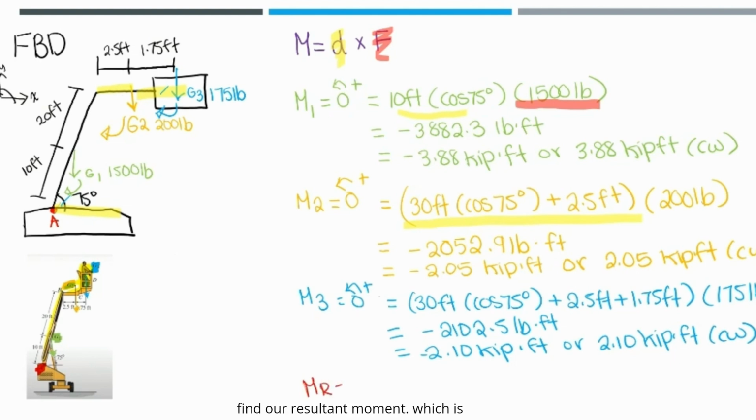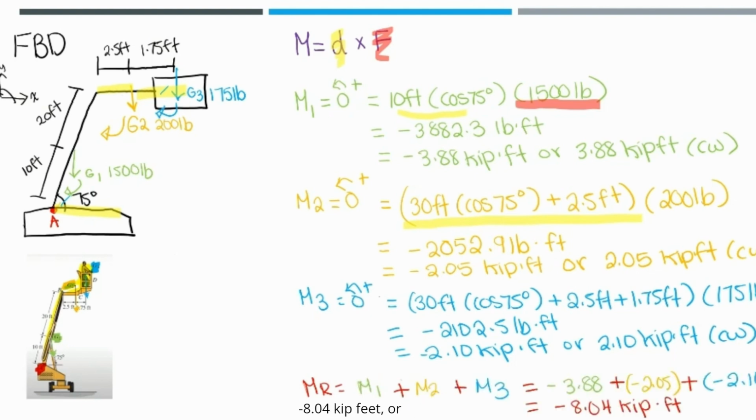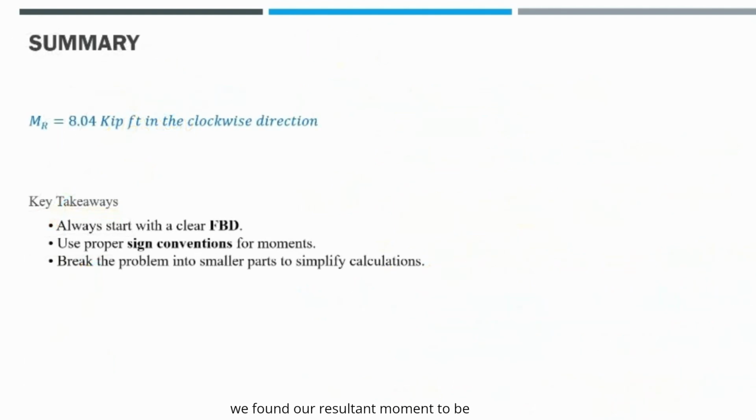Finally, let's find our resultant moment, which is M1 plus M2 plus M3. This gives us a result of negative 8.04 kip feet, or 8.04 kip feet in the clockwise direction. Remember that all forces create a clockwise moment, so they should be assigned a negative sign based on standard convention. In summary, we found our resultant moment to be 8.04 kip feet in the clockwise direction. Some key takeaways. Always start with a clear free body diagram. Use proper sign conventions for moments. Break this problem into smaller parts to simplify calculations.